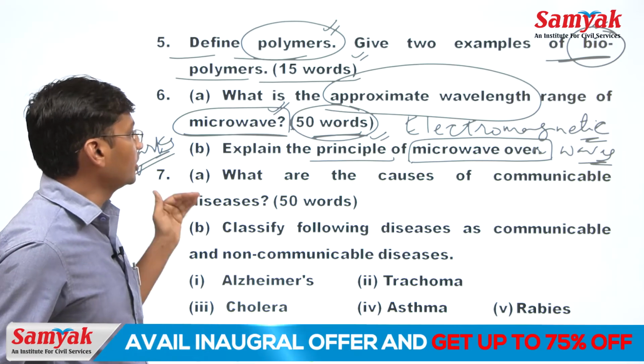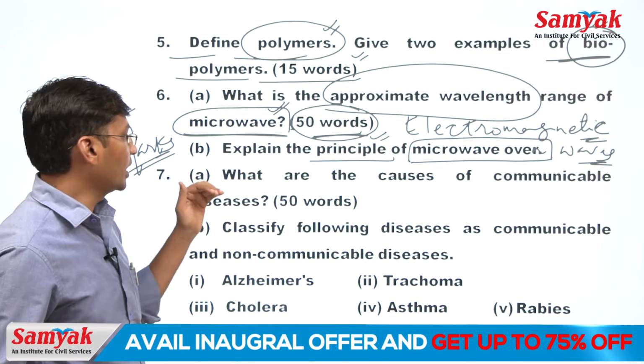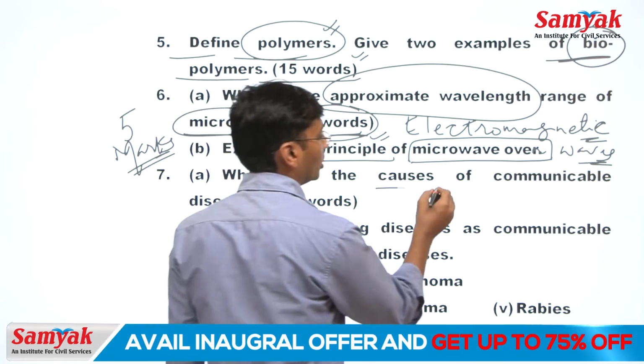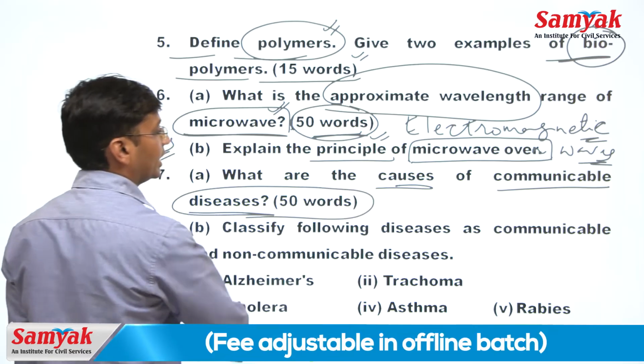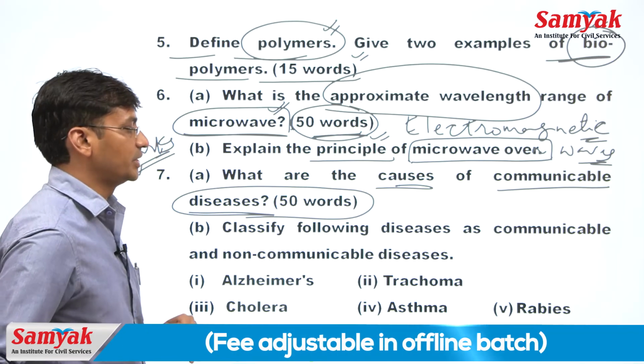Then the seventh question is, what are the causes of the communicable diseases? Means you have to answer about the causes of the communicable diseases. What are the causes of the communicable diseases?